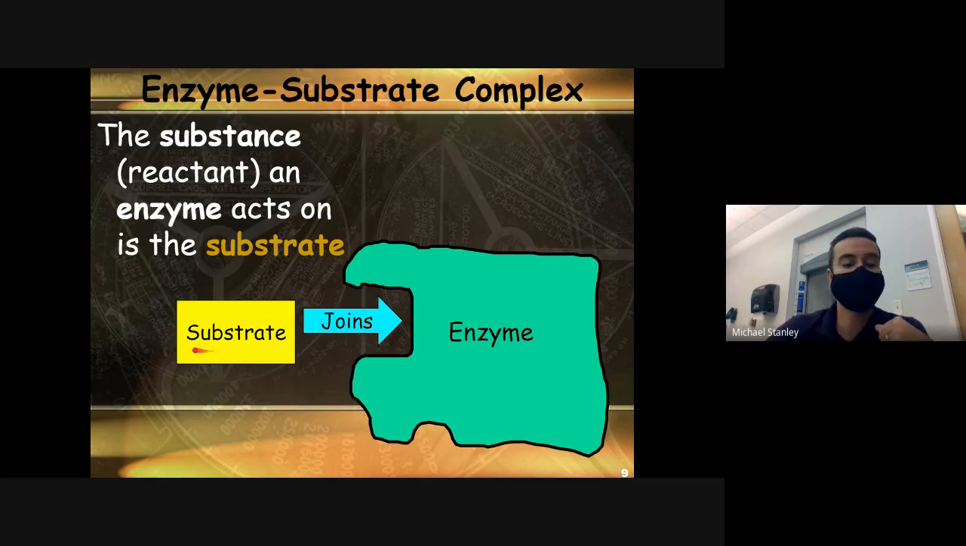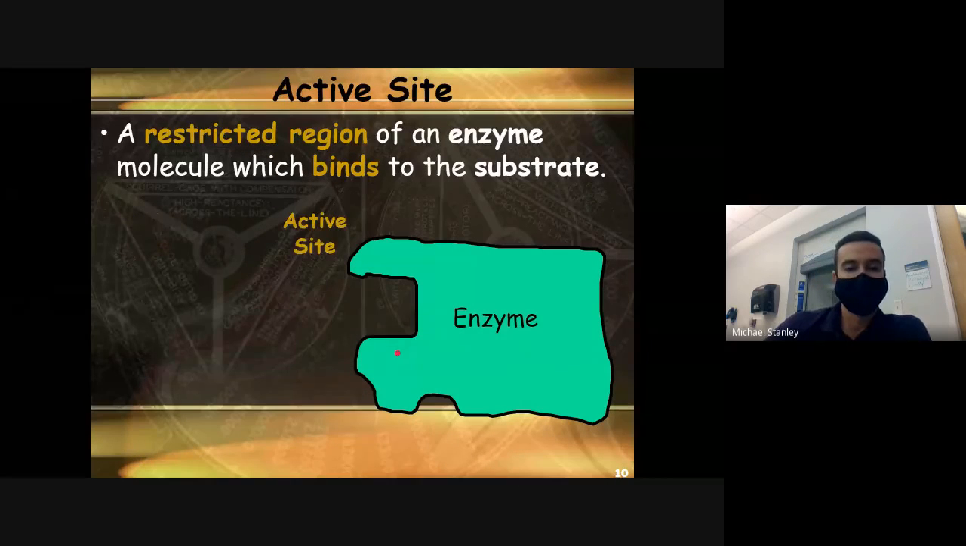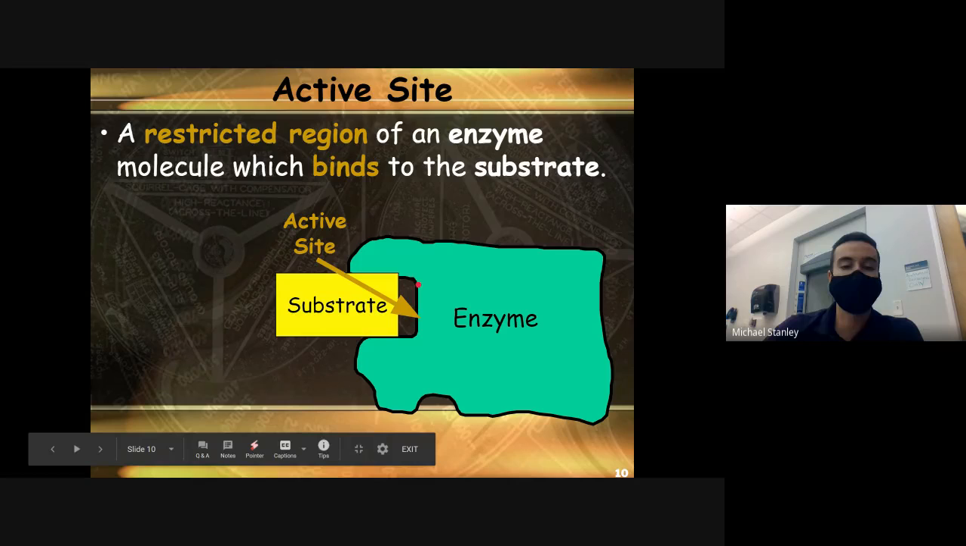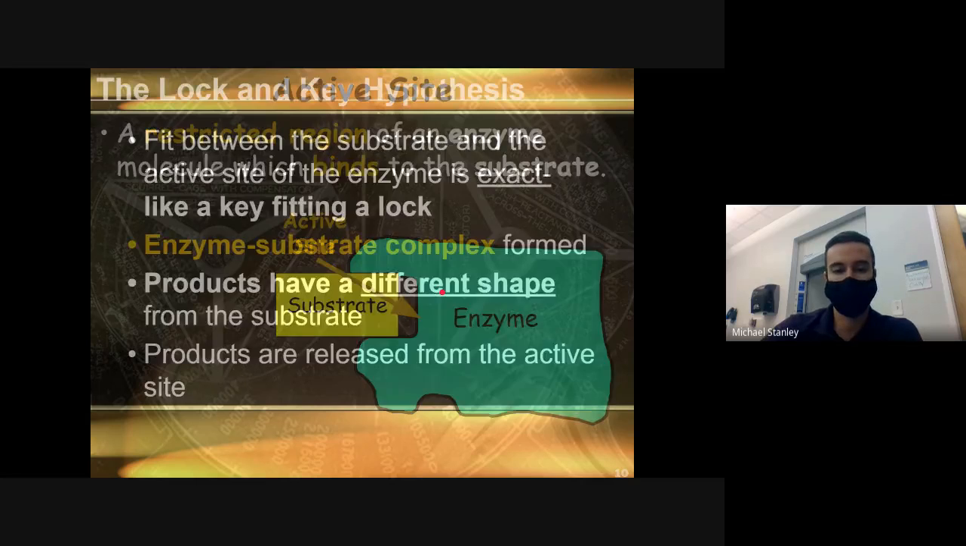All right, so like I was saying, the substrate is going to go into the enzyme at a place called the active site. So the active site, like I said, is this little pocket, this little opening on the enzyme right here. And that is where your substrate is going to go into. And if you've got the correct enzyme and the correct substrate, then the substrate should fit pretty nice and snug right into the active site.